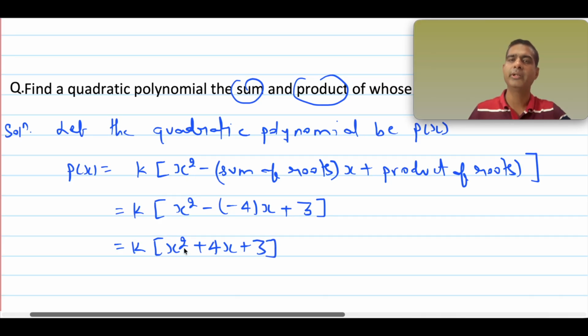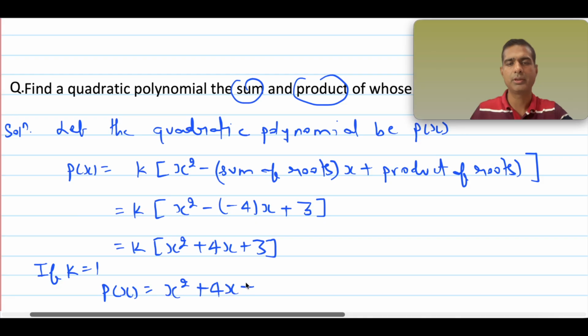So this is one of the polynomials having the sum of the roots as -4 and product of the roots as 3. And there is no other condition given, so we will not be able to find out the value of k. So to simplify our answer, we can assume k is equal to 1, then the polynomial p of x will be x square plus 4x plus 3. So this will be the answer, a polynomial having the sum of the roots as -4 and product of the roots as 3.